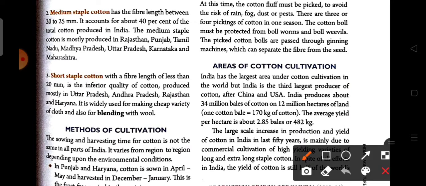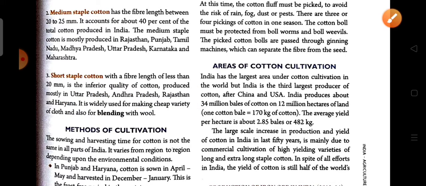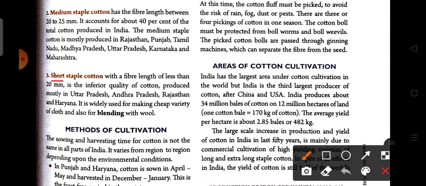Now the last one is the short staple cotton. Here the short staple cotton has a fiber length of less than 20 millimeter, and it is the inferior quality of cotton, produced mainly in Uttar Pradesh, Andhra Pradesh, Rajasthan and Haryana. It is used for making cheap variety of cloth and also for blending with the wool.